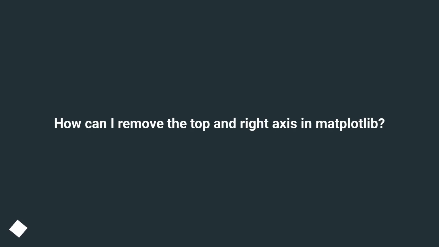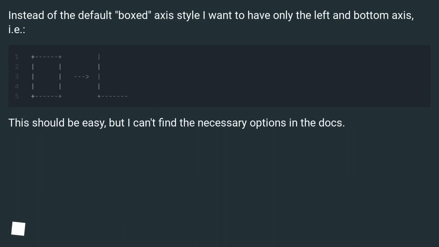How can I remove the top and right axis in matplotlib? Instead of the default box axis style, I want to have only the left and bottom axis. This should be easy, but I can't find the necessary options in the docs.